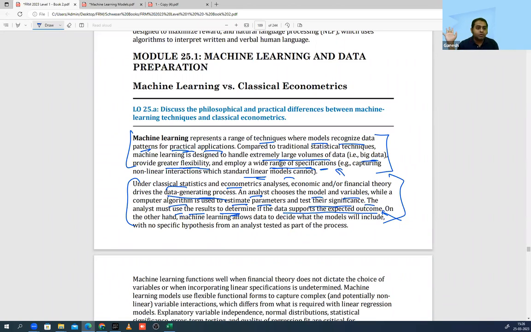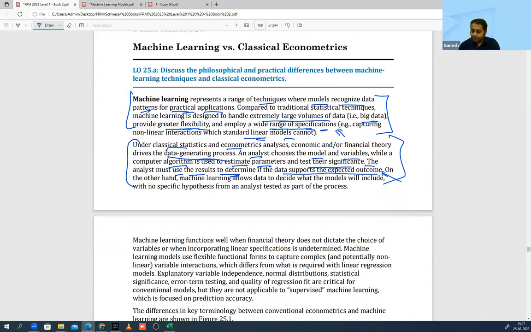ये समझ में आ रहा है सबको? Clear है? I'm purposely going very slow line by line because in the book थोड़ा सा mix करके दिया है उन्होंने. Okay. On the other hand, the model will not require any hypothesis form.